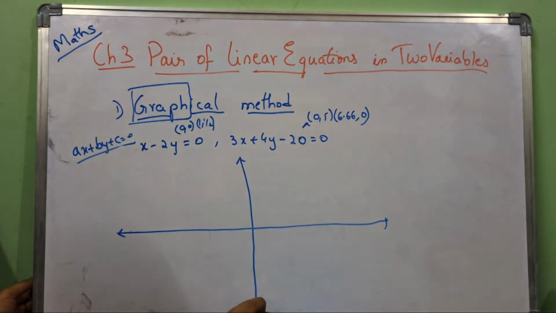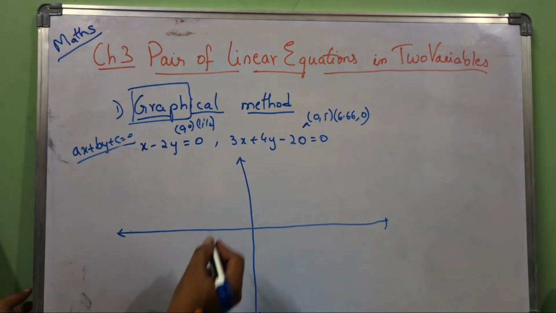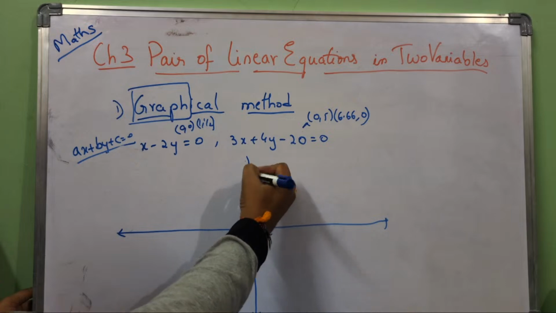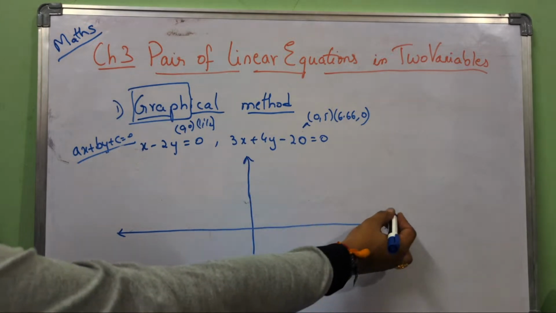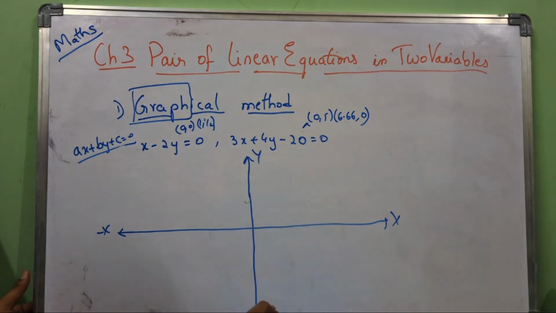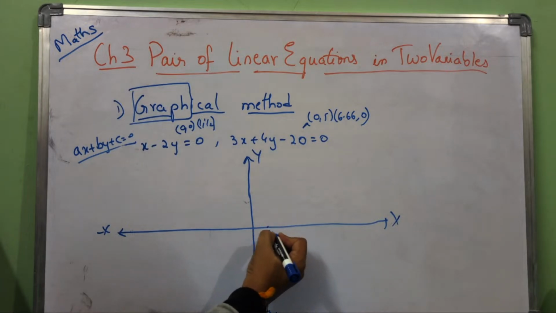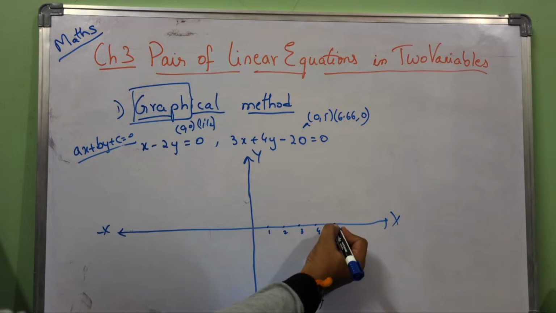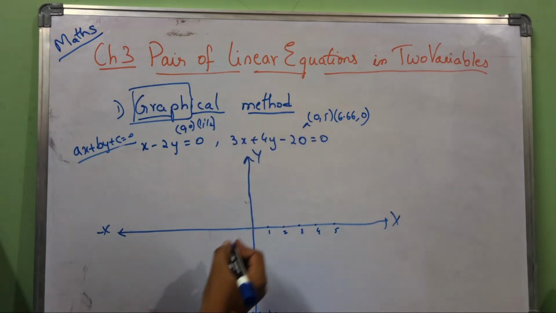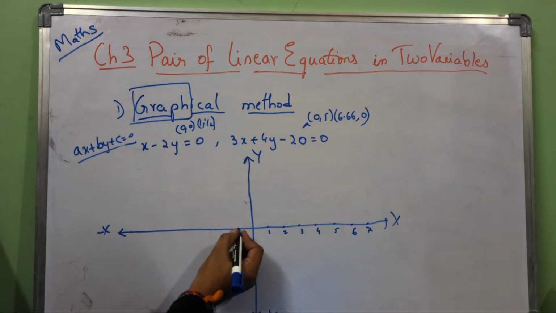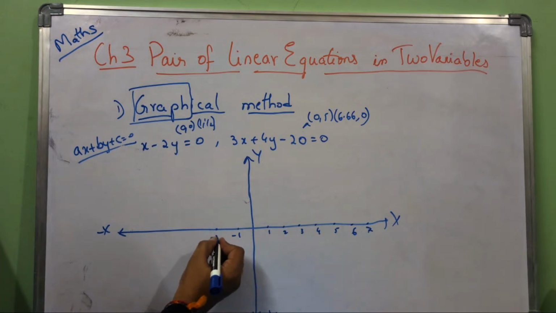So using graph sheet you can plot easily, but as we're using a board it can be a little off, but still I will try my best to draw the straight line. X and minus x, y and minus y, 1, 2, 3, 4, 5, 6, minus 2.